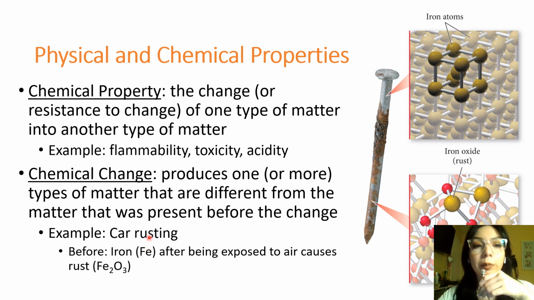And always remember, like I said, chemical changes and properties are irreversible. Physical changes and properties are reversible. They can go back. So for example, that physical change we looked at, which was the water boiling into water vapor. You can take that water vapor and condense it back into water and it's back to how it was. It didn't change at all. So that's a physical change.